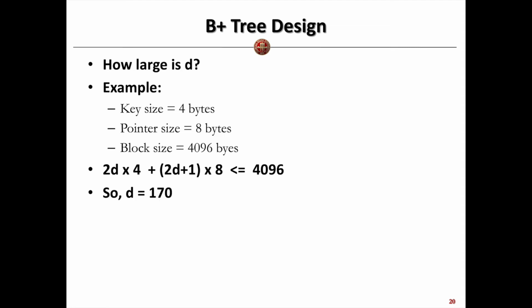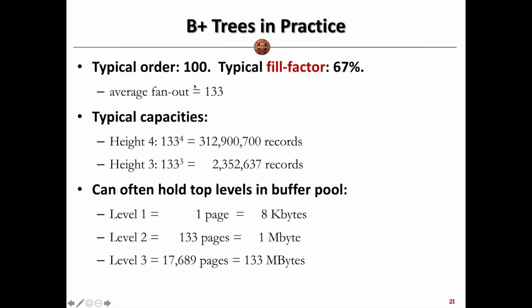We have a limited size for the D value, right? This is the maximum number we can allow for the D value for creating a B plus tree. And normally in real world applications of the B plus tree, we don't use the largest number, and we can use a small number instead. So a typical order for the B plus tree will be about 100. Remember that in a B plus tree we can have some blank entries, and the typical fill factor for the B plus tree will be about 67%, right? As to the pointers we have for the nodes, the average fan out will be about 133.